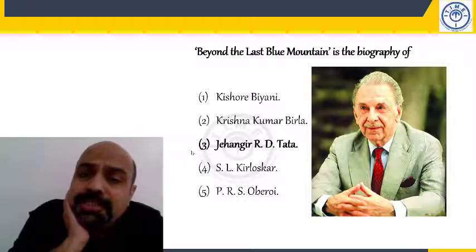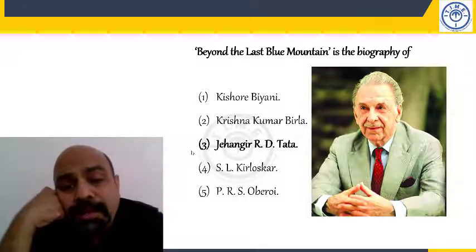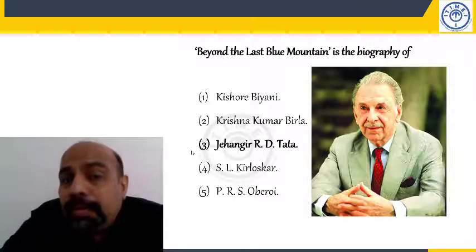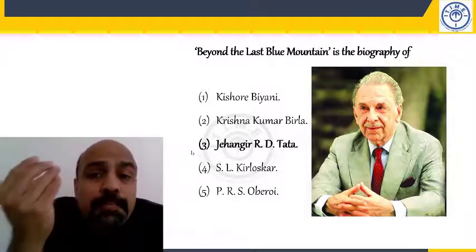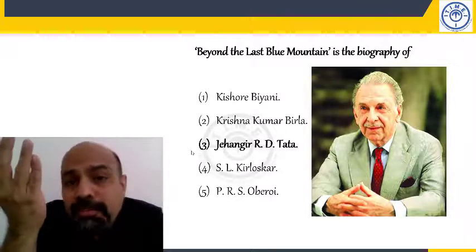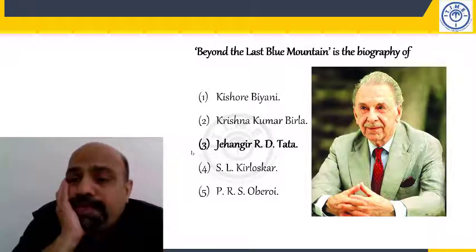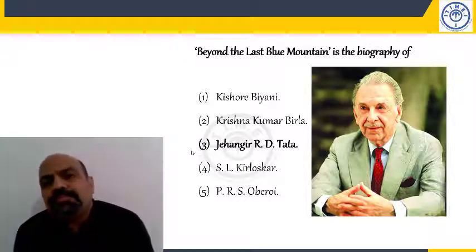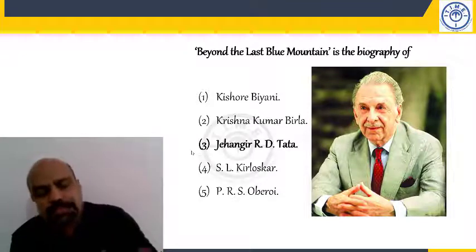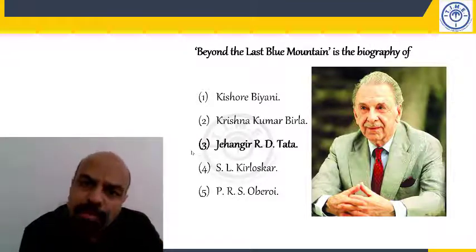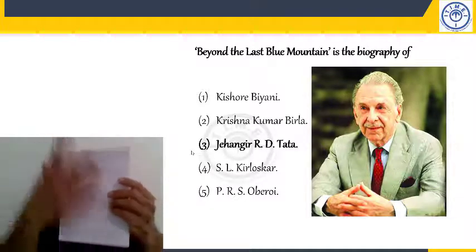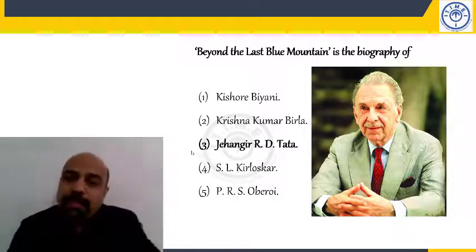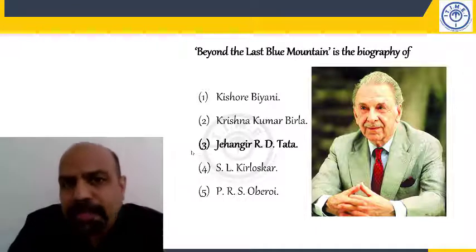And become a great man like this extraordinary man, Jahangir Ratanji Dadabhai Tata. That is the biography of, you see in the question, the title of the biography, Beyond the Last Blue Mountain. It's the biography of the great J.R.D. Tata. It was written by R.M. Lala. An autobiography is my own life story, because I wrote it. Auto. If it's written by someone else, it becomes a mere biography. Bio means life, graph means write.